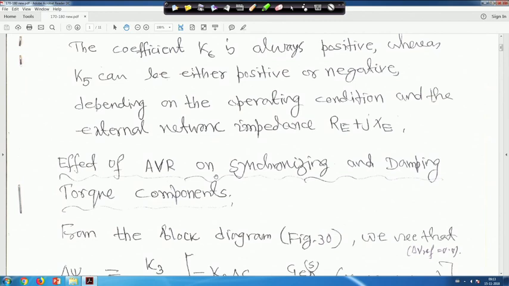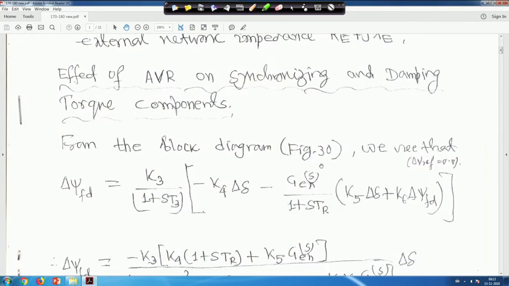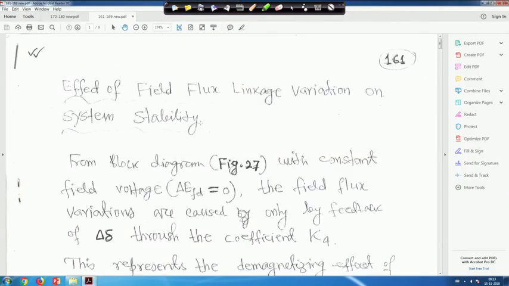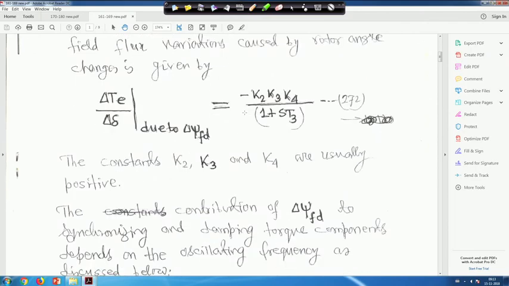Now, next is the effect of AVR, that is the automatic voltage regulator, on synchronizing and damping torque components, right. So, from the block diagram, that is figure 30, we see that if we make delta V reference equal to 0. So, I will go back to figure 30, right. Hold on, let me go down.